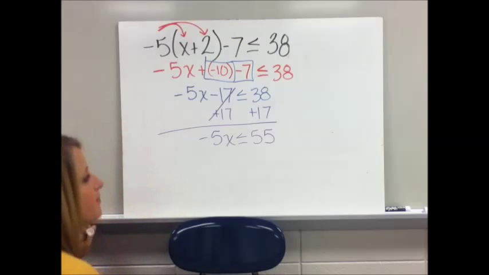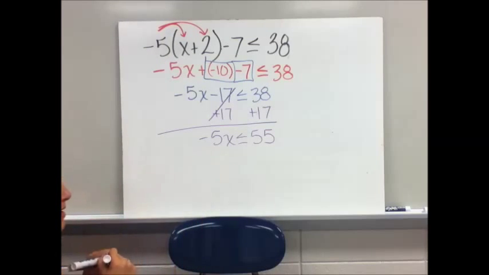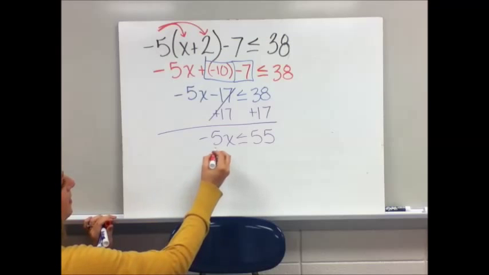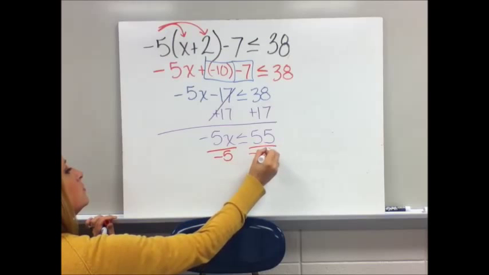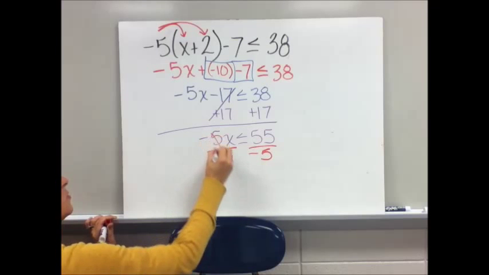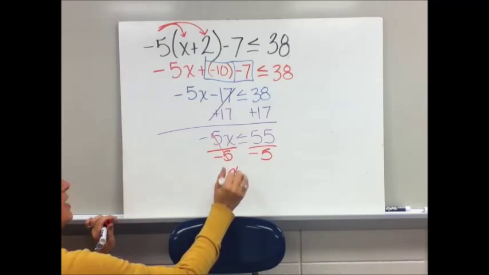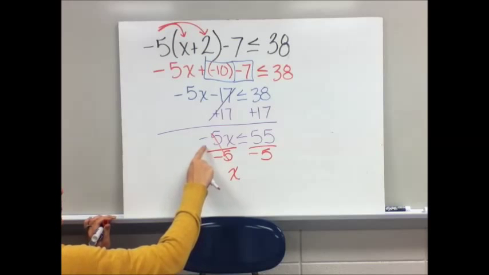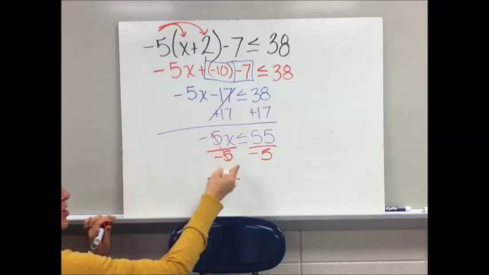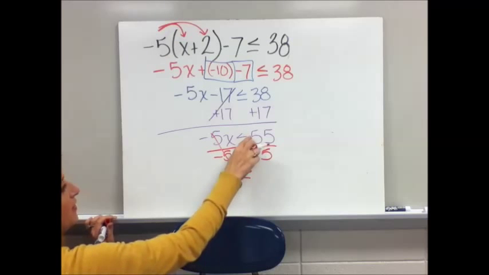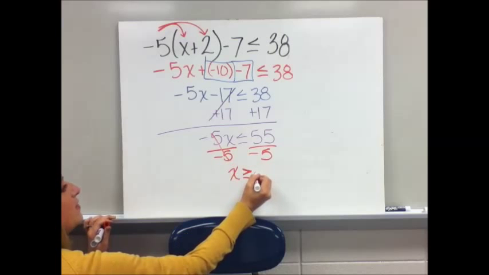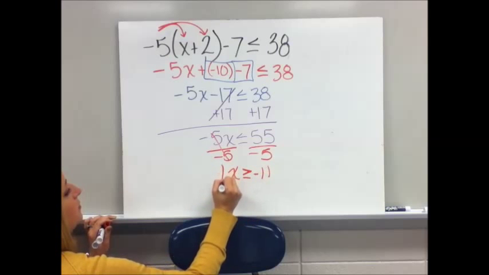And then the last step. x is being multiplied by -5. I'm going to undo that by dividing both sides by -5. Those will cancel. And since I am undoing multiplying by -5, I'm undoing that with dividing, the symbol is reversed. 55 divided by -5 is -11.